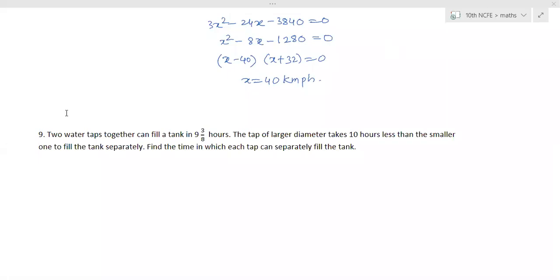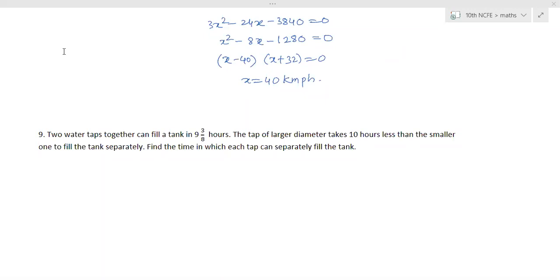Two water taps together can fill a tank in 9 3/8 hours. The tap of larger diameter takes 10 hours lesser than the smaller one. To fill the tank separately, find the time in which each tap can separately fill the tank.